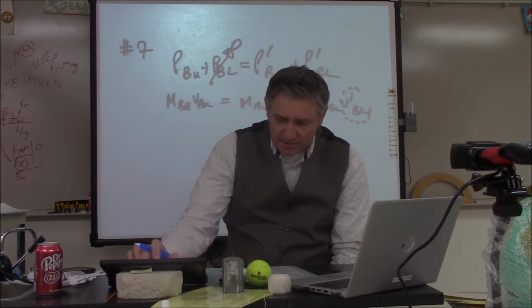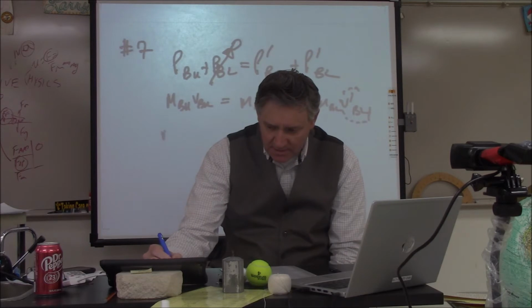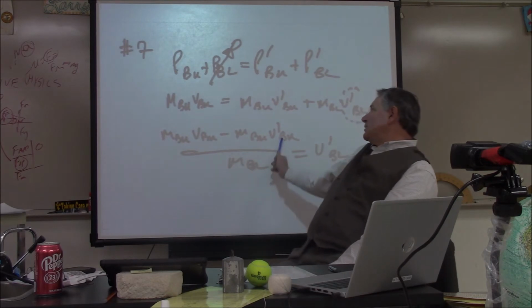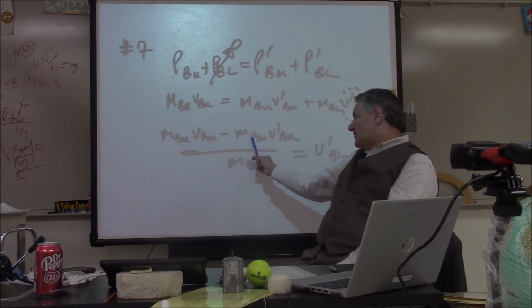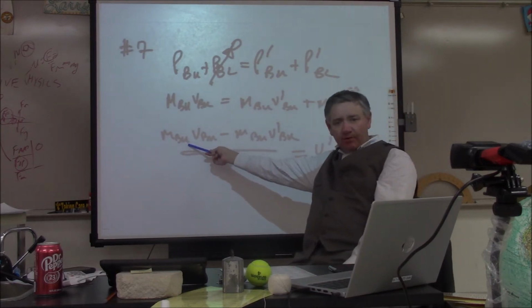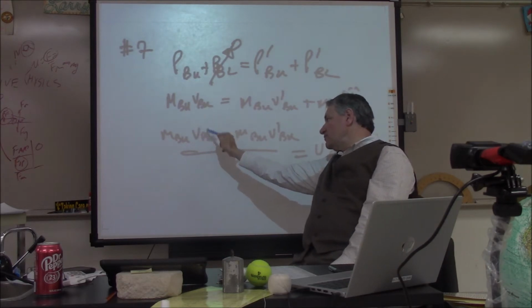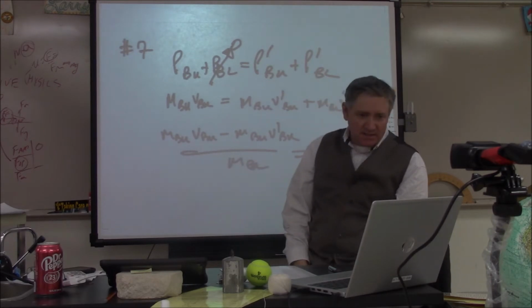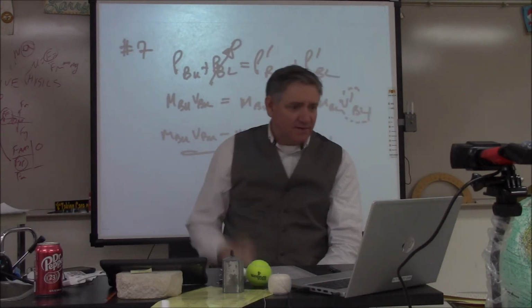So what I would do is subtract this over and go, okay, this is going to be the mass of the bullet times the velocity of the bullet, minus the mass of the bullet times the new velocity of the bullet, divided by the mass of the block, and that's going to get me the new velocity of the block. If you really wanted to get fancy, you can factor out the mass of the bullet, and then you're just left with the velocity of the bullet minus v prime, times the mass of the bullet.